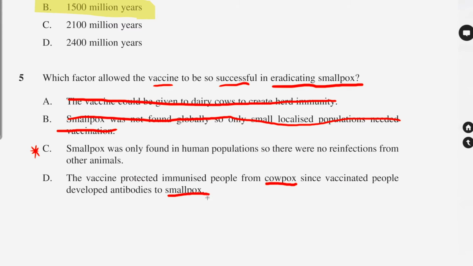Now, the problem with this answer here is that it's kind of linking two different things. Cowpox and smallpox are different diseases. People didn't develop antibodies to smallpox if they got cowpox, they developed antibodies to cowpox, which prevented that there. So really, part D kind of is wrong. It didn't protect you from cowpox. It protected you from smallpox because you developed antibodies to cowpox. If those two words here were around the other way, we might be talking different here. So in this case here, the best answer is C.